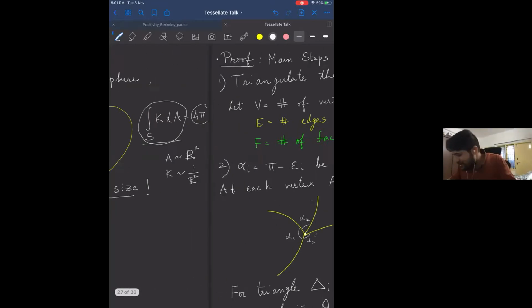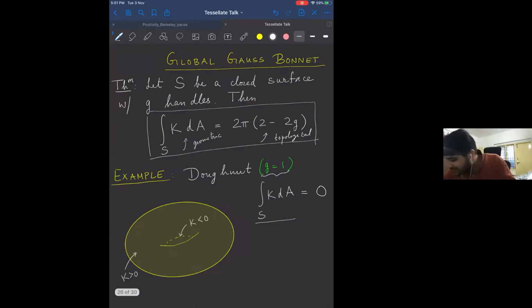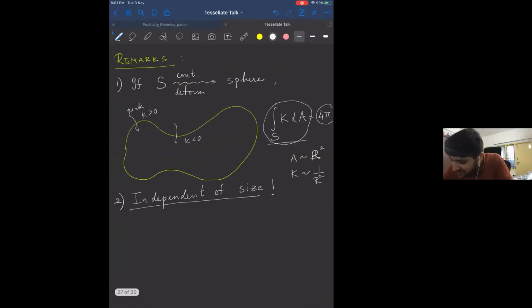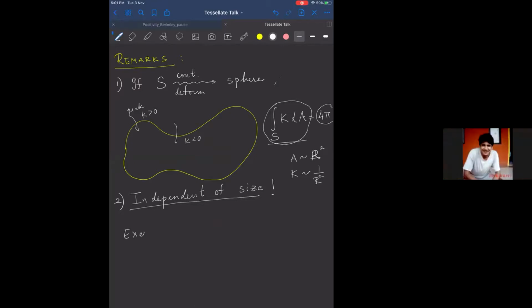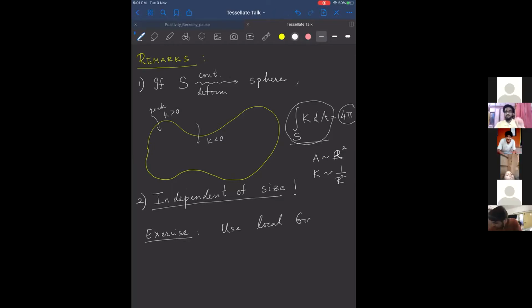Okay, so maybe I'll end here. As an exercise, maybe I'll leave this as an exercise. I intended to do at least the outline of the proof, but maybe I'll leave this as an exercise. So use local Gauss-Bonnet plus the Euler formula to prove the global Gauss-Bonnet.